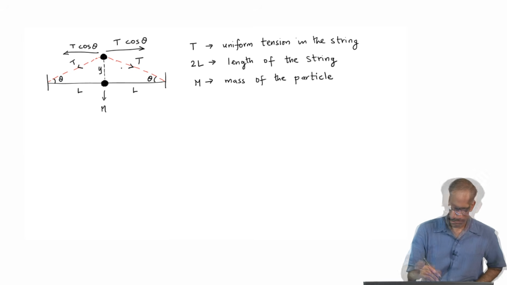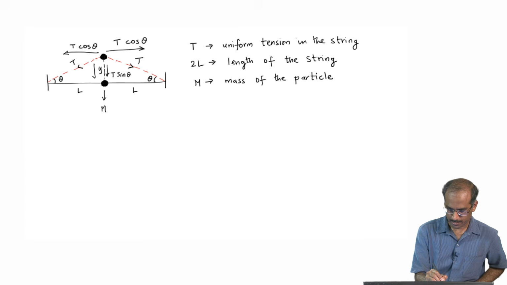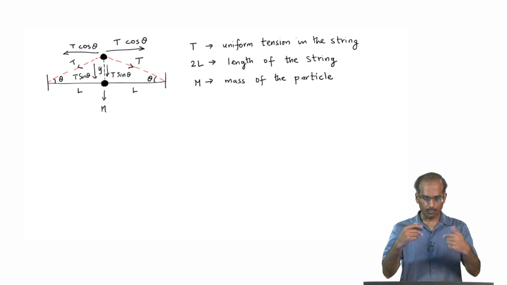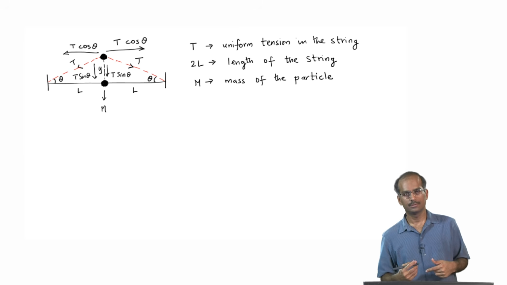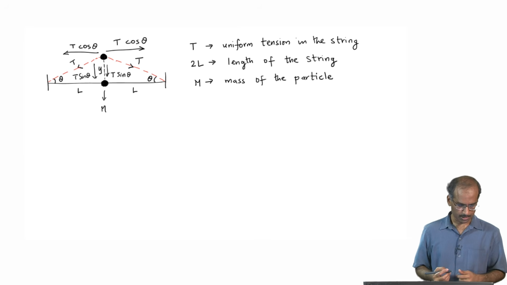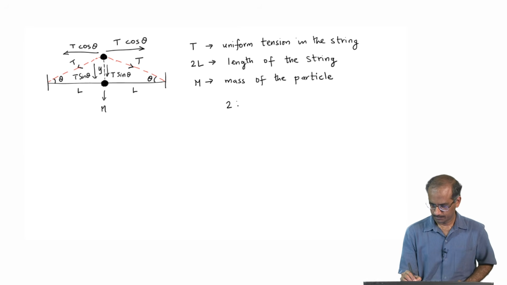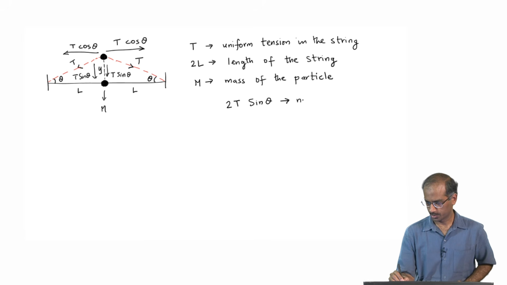Now, what about the component of tension along the vertical? So, there will be a T sin theta here due to this side and another T sin theta from this side. Okay. So, the net downward force due to tension is 2 T sin theta. So, this is the net restoring force.